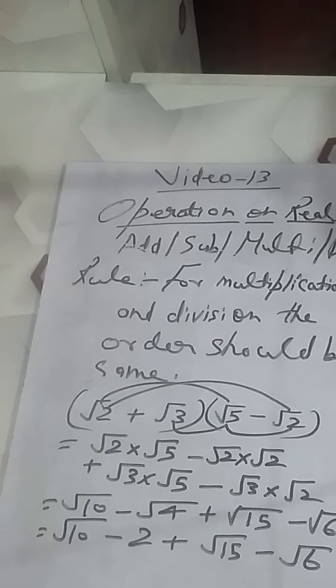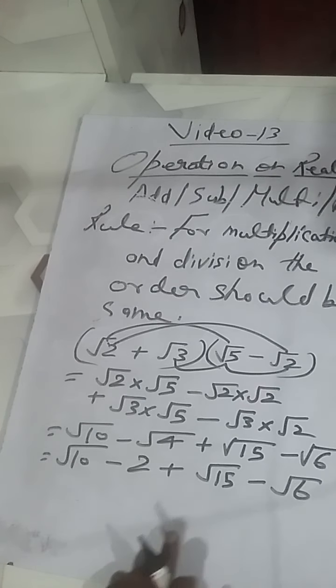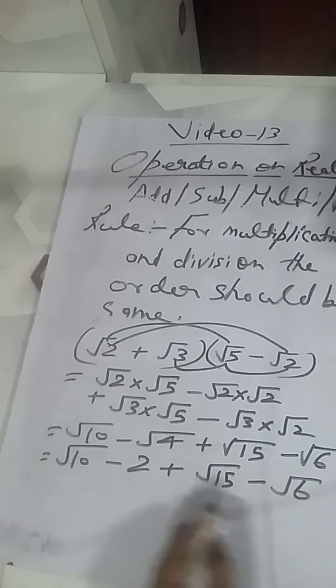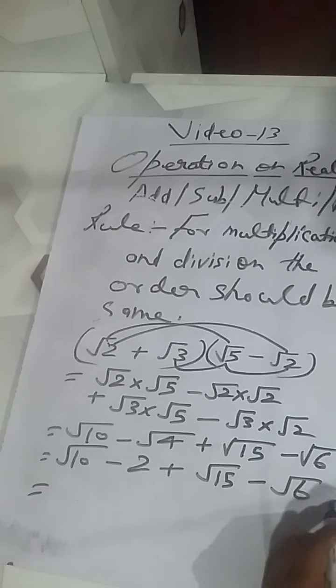Now the multiplication is over. Now look at there's a minus and plus sign. The question is, can we solve this? The rule is what? The whole surd should be same. See, none of the surd is same. So this is your final answer. We cannot do anything in this now.